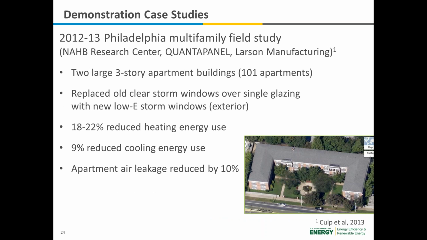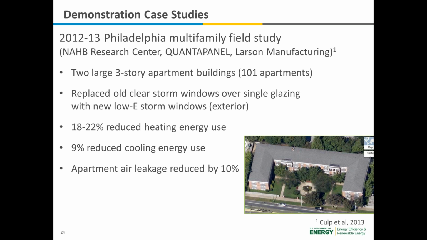And then part of this same research funded by DOE with NHB Research Center, Quanta Panel, and Larson, we addressed two large multifamily buildings in the Philadelphia area. This is just one of the two buildings. They're identical, side by side. They're 3-story large buildings with 101 total units. They already had very old, beat-up, clear storm windows over single glazing and metal frame windows, so not very efficient. And so we wanted to test, okay, what if you take these old style storm windows and replace them with new modern design low-E storm windows on the outside?